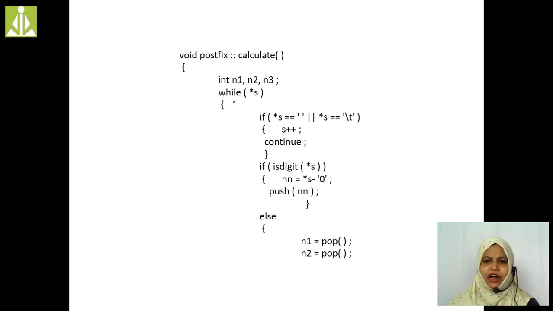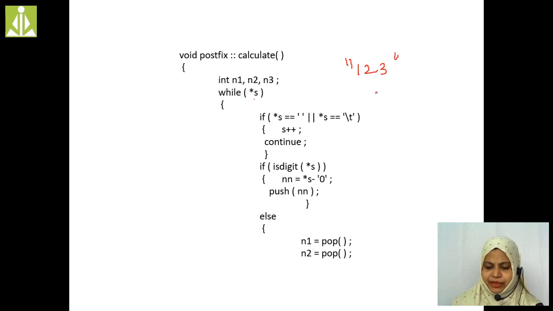Next is calculate. How are you going to calculate the operation? Here I am going to take n1, n2 and n3. Yes, s is there already. This s is the string. If it is a space or a tab, you just have to increment and continue. If it is a digit, for example 1 2 3 is there. Here I am representing this in this format 1 2 3, right? Here if I write this 1 2 3, what is the answer?